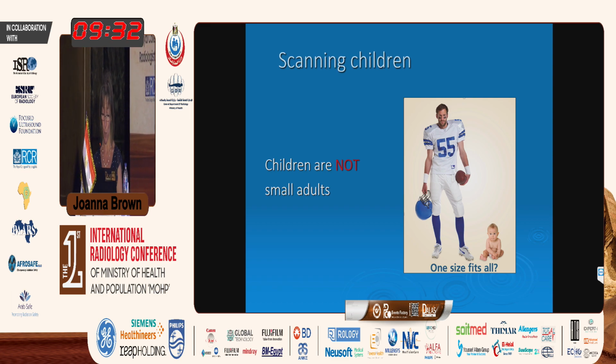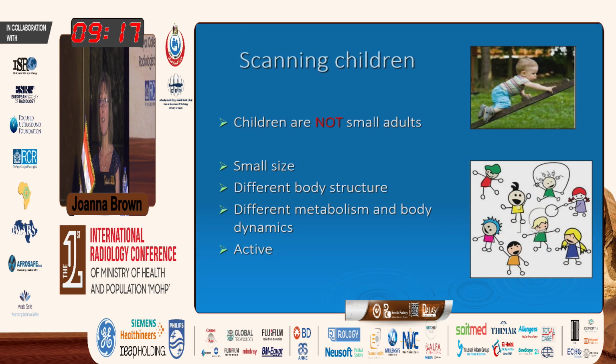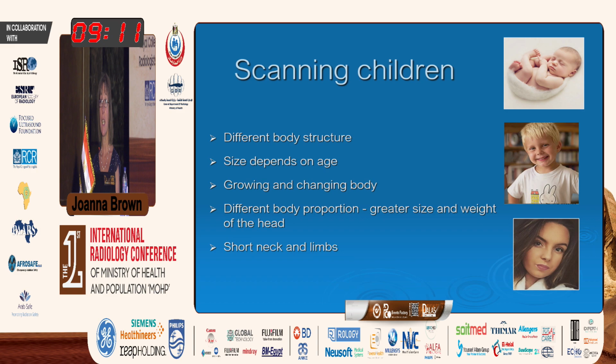We always need to remember this when we image the little patients. They are not small adults, because they are much smaller in size, but they also have a very different body structure, different body metabolism, dynamics, and they are very, very active. All of this will influence what we are doing. They have a different body structure, the size of the coils in MRI, the size of the protocols, everything we are doing in imaging depends on the body. The body is growing and changing, and they also have a different proportion of the body, with a greater size in the head, short neck, and short limbs.